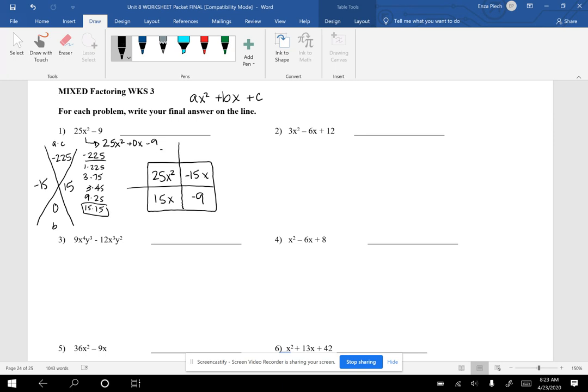Now we say, all right, what do these two boxes have in common in this column? I know that they have a 5x. What do these have in common? Also 5x. So now the second column, a negative 3, could be pulled out of both of those. The second row, a positive 3. So we're going to write it as the quantity of 5x plus 3 times the quantity of 5x minus 3.